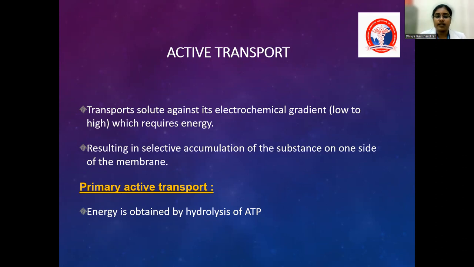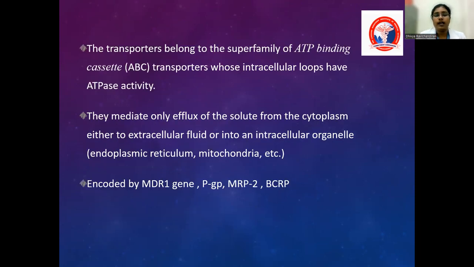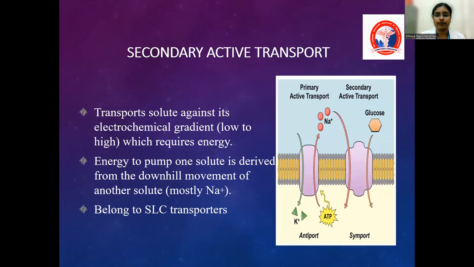In primary active transport, energy is obtained by hydrolysis of ATP. So whenever ATP is utilized, it is called primary active transport. Some of the transporters belong to this carrier, the active transporter ATP binding cassette. They mediate only efflux of the solute from the cytoplasm either to extracellular fluid or into the intracellular organelle. Okay, either they efflux out or they influx the drug. These are encoded by MDR1 gene, P glycoprotein, MRP2, and BCRP proteins.